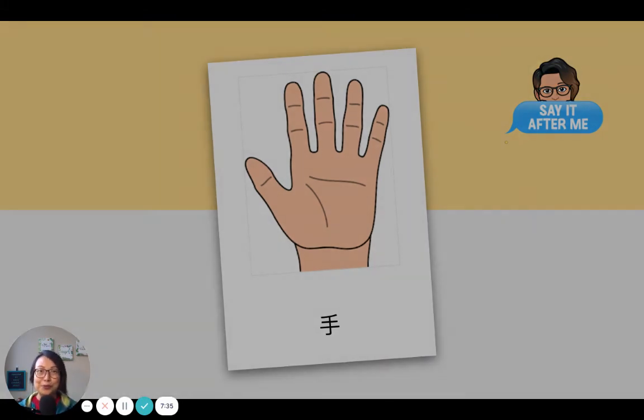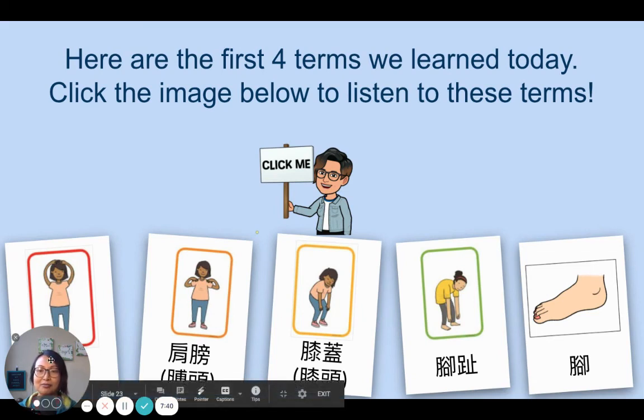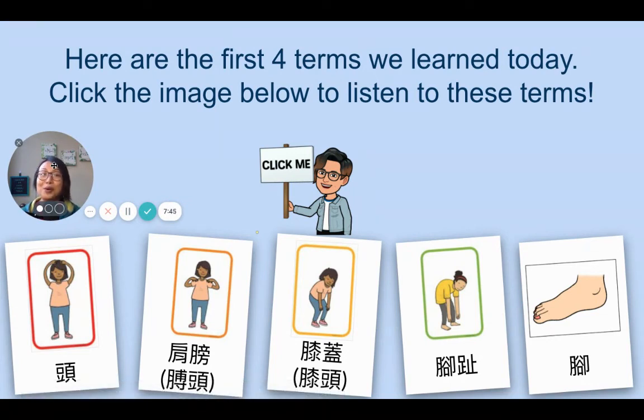So let's review. Here are the first 5 terms. Oh, I am blocking one of them. Let me put myself on the side. Here we go. Here are what we have for the first 5. Let's say them after me or say it with me. 頭, 肩膀, 膊頭, 膝蓋, 膝頭, 腳趾, 腳.